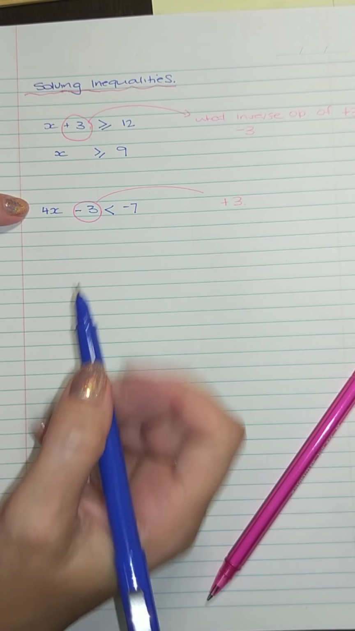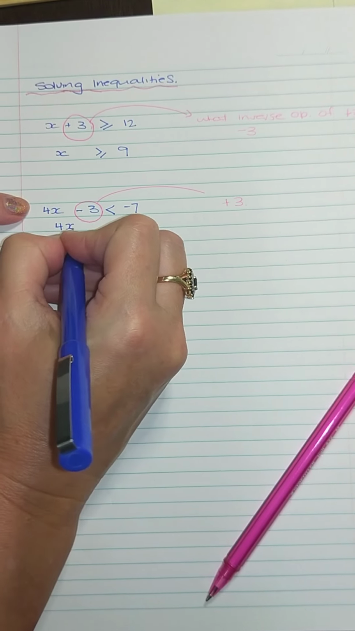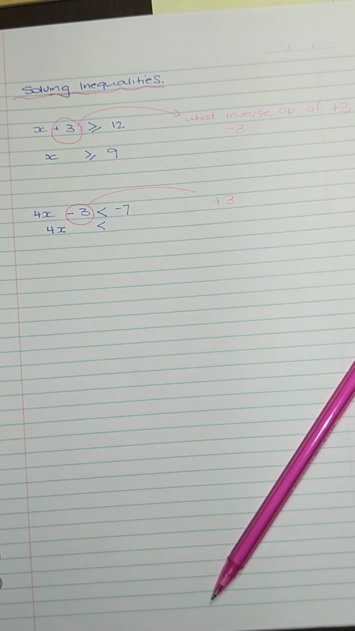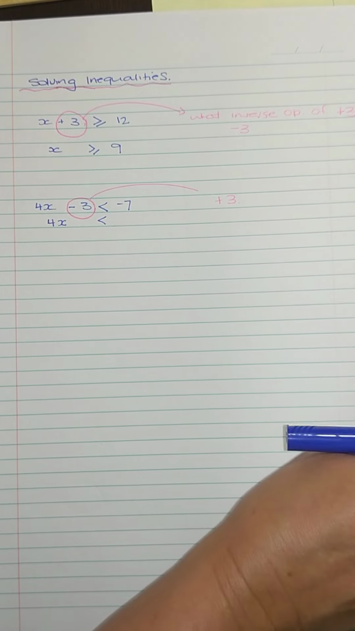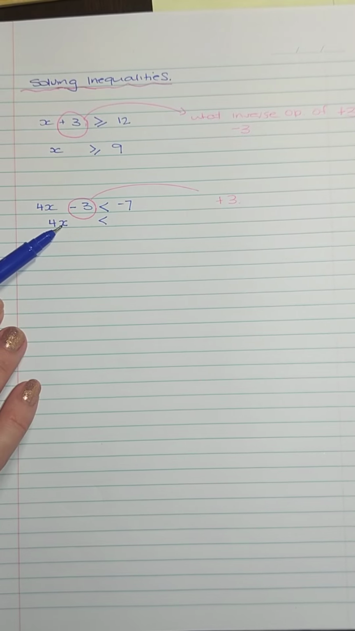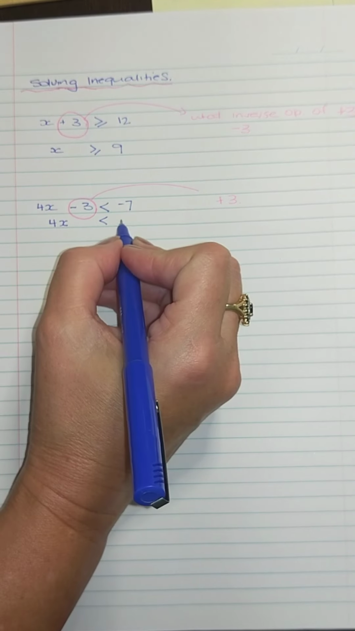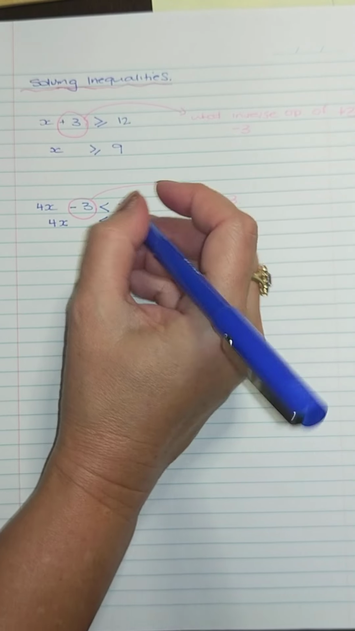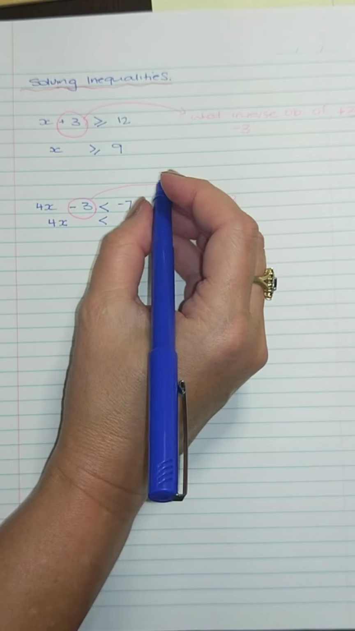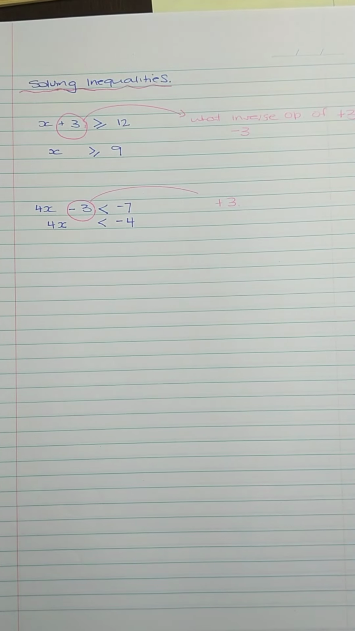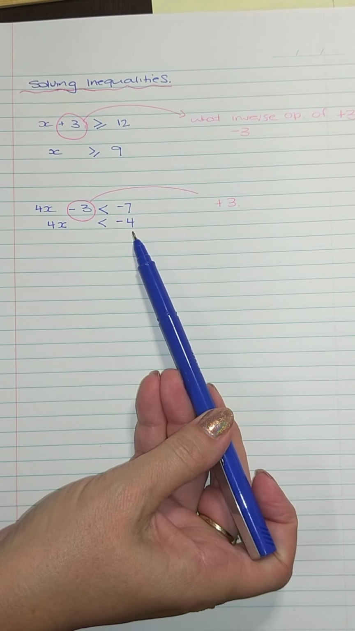4x minus 3 plus 3 is simply 4x. Put your inequality sign underneath your inequality sign, so the inequality you're working out is all lined up nicely. If we add 3 to this side, we have to add 3 to that side. -7 plus 3 is -4. Okay? So now we've got 4x is less than -4.